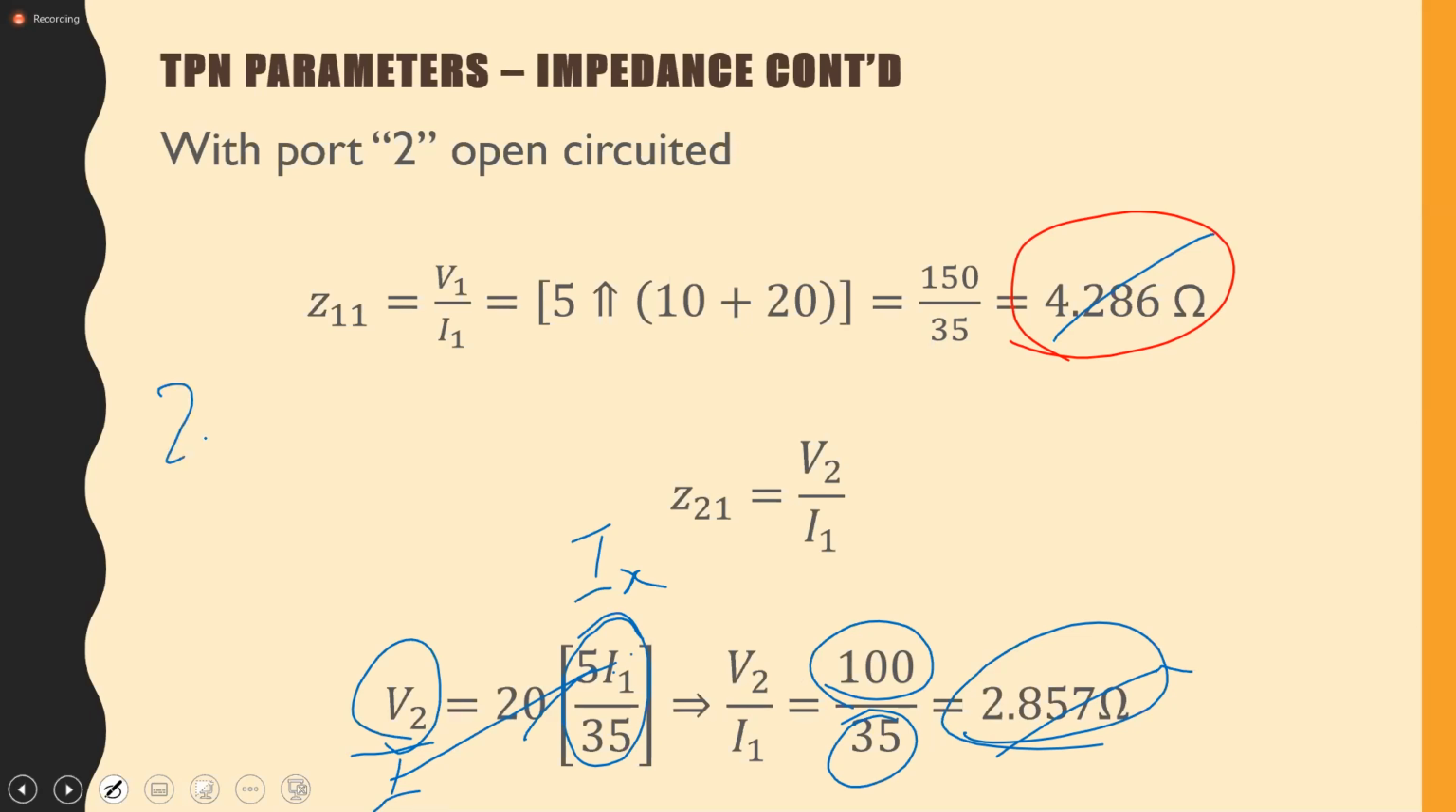So Z11, 150 over 35. Z21 is 100 over 35. Okay? All right.